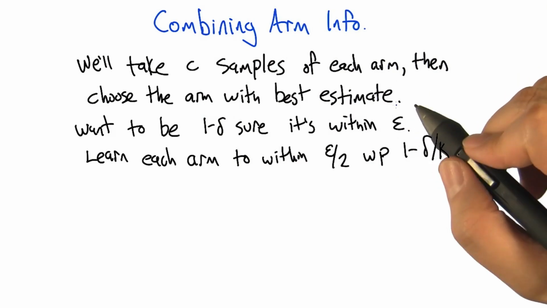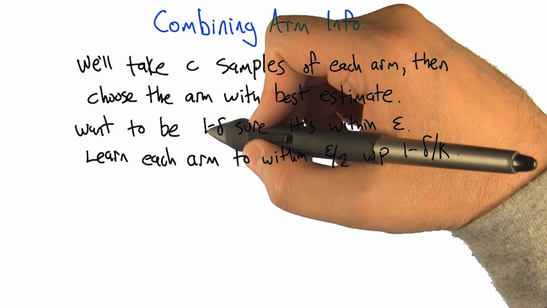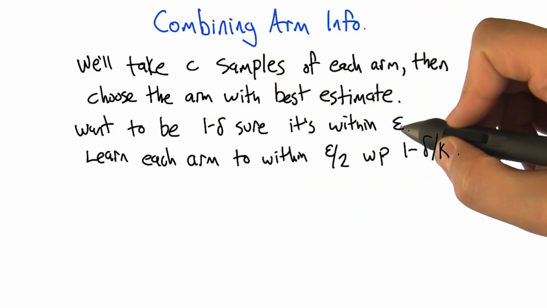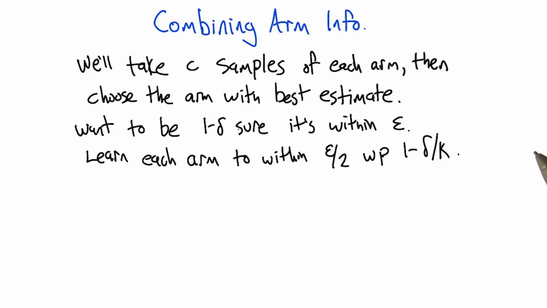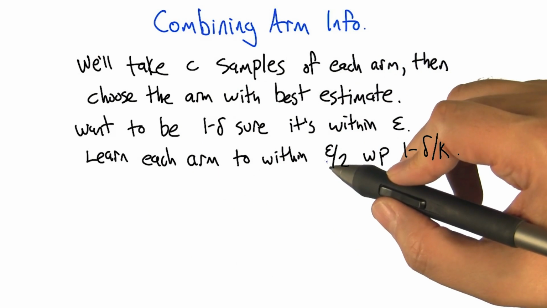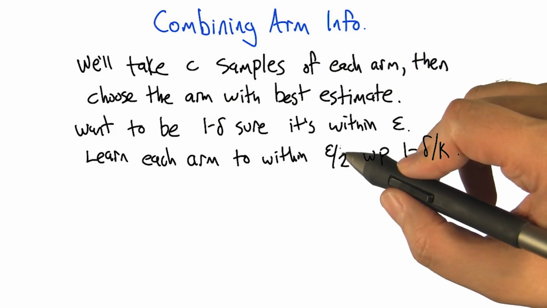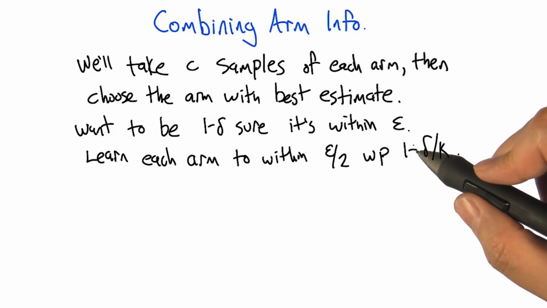Ultimately, we want our final decision here to be epsilon close to the optimal decision with probability 1 minus delta. So I claim that for this to work, we need to learn each arm individually to an accuracy of epsilon over 2 and with a certainty of 1 minus delta over k.